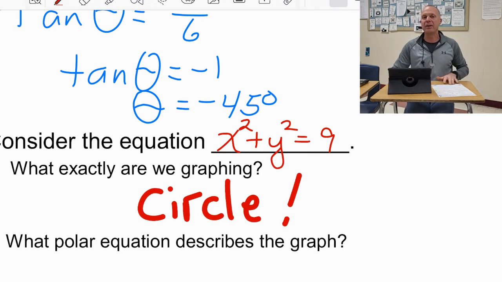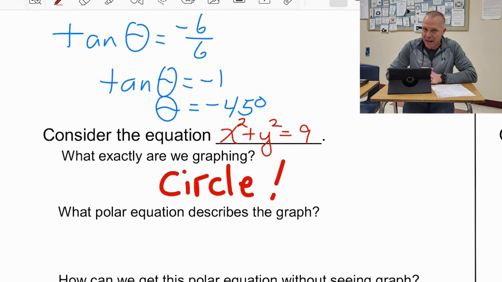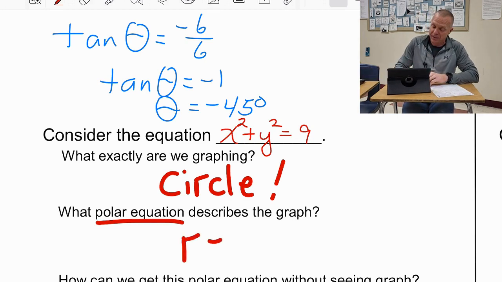Oh, great. Those are the kind of equations that we've been talking about in polar land. And that means that we can write it as a polar equation. If you look at that circle carefully, you should deduce that it has a radius of 3. How do I write an equation for a circle that has a radius of 3? You got it. r equals 3.